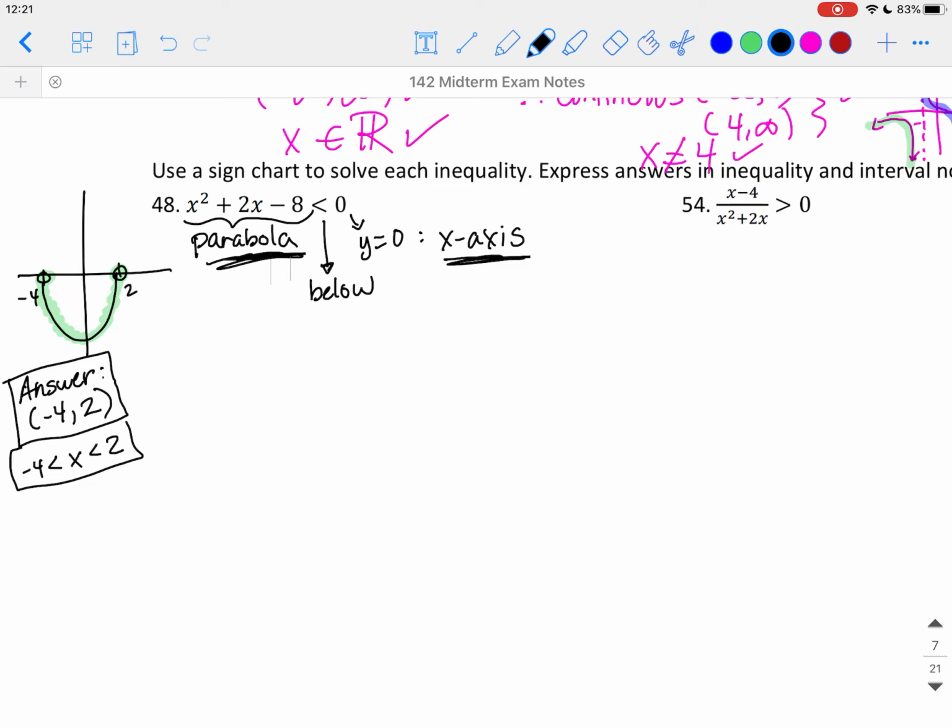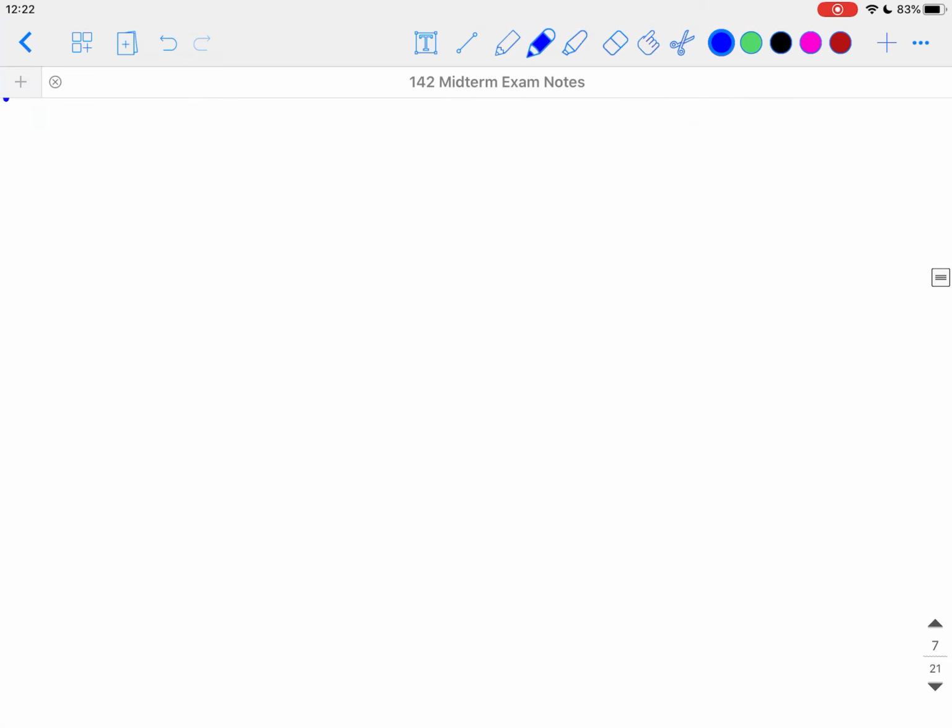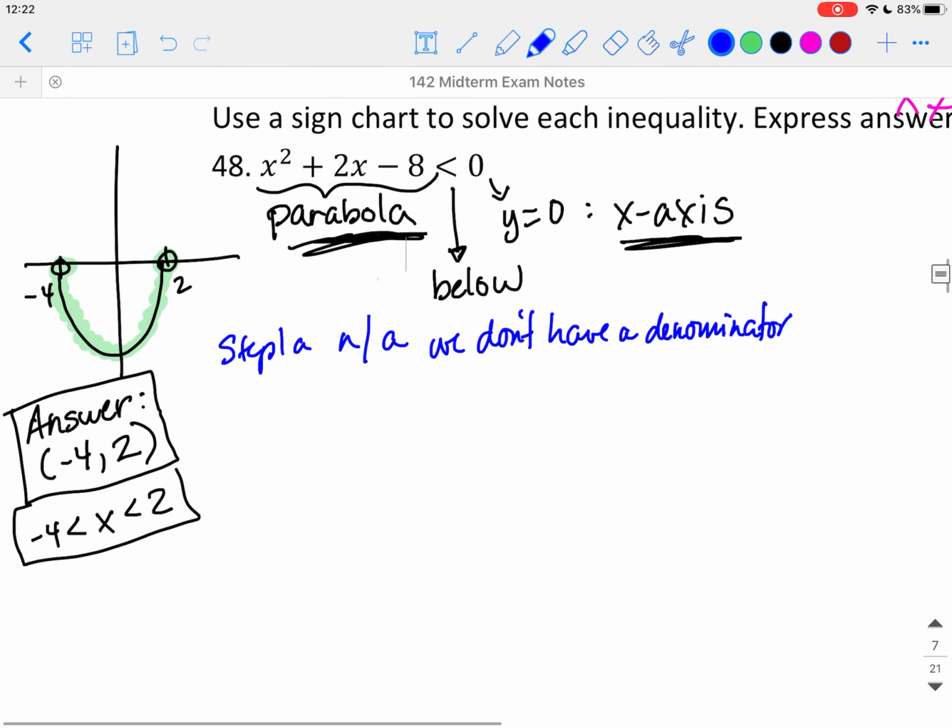So now we're going to do these steps. Going back to your steps, step 1a says find all numbers x such that f of x is discontinuous at x, which means just set the denominator equal to 0. So step 1a, I'm going to put it right here in blue. Step 1a is not applicable. We don't have a denominator.